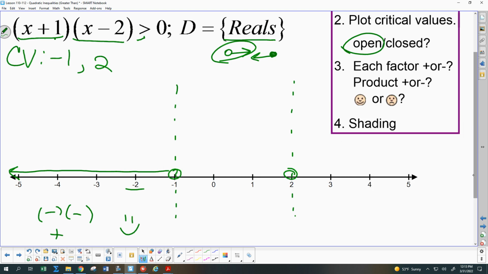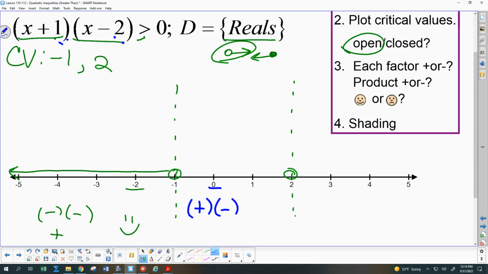So I need to pick something in the middle section. And I always love to pick 0. I think it's one of the easiest ones to plug in. You're going to always write these in the order that you had your factors written. So 0 plus 1, positive or negative? Positive. 0 minus 2. So we're going to write that positive, negative.